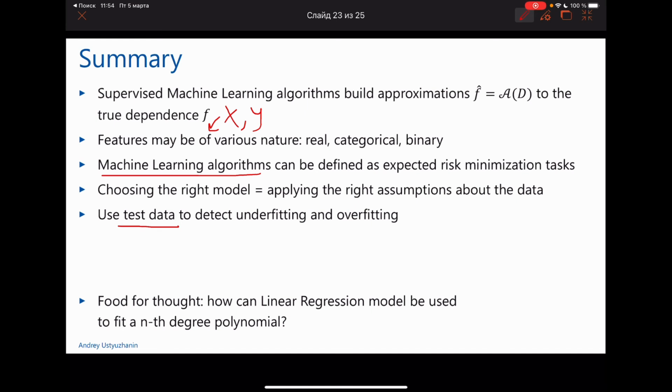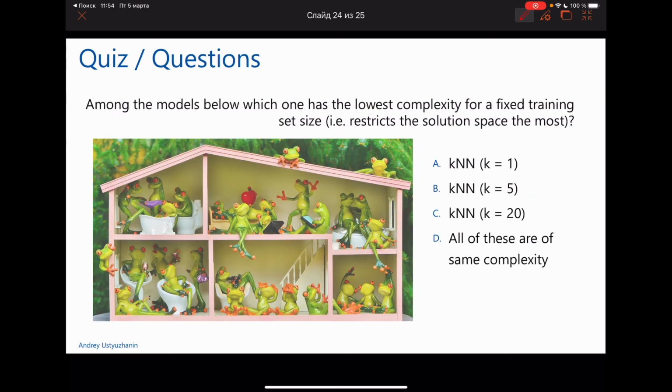A small chunk of food for thought is a question: how can a linear regression model be used to fit an nth degree polynomial function? This is one question, and another question is to find the model of lowest complexity among the ones presented on this slide.